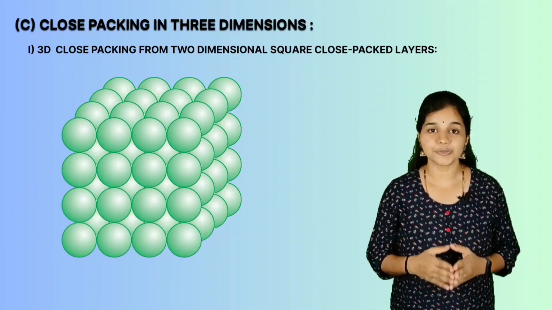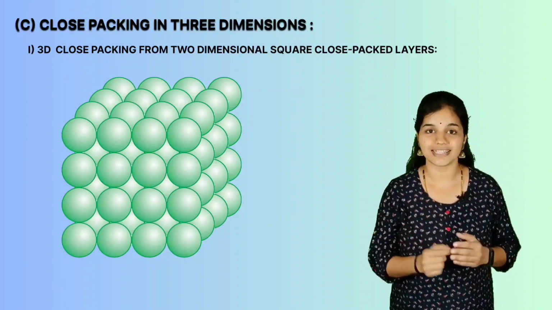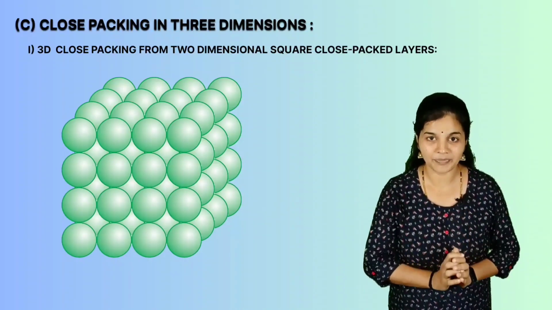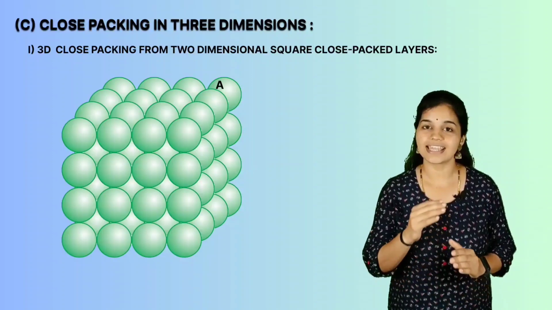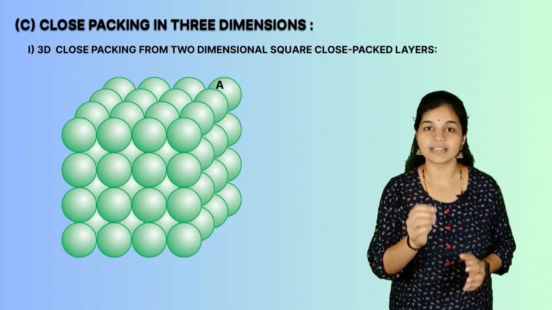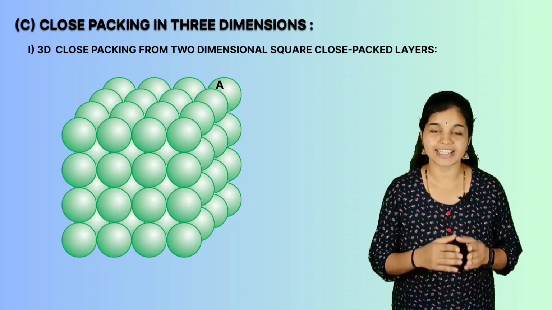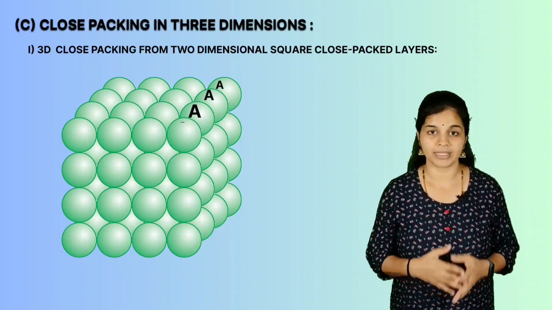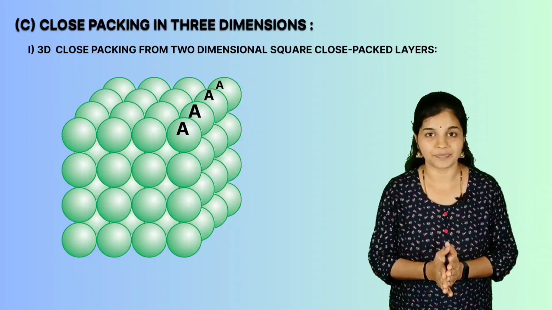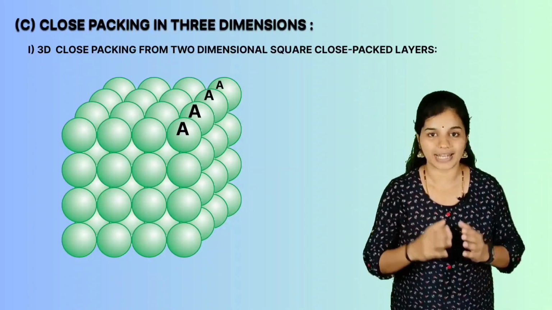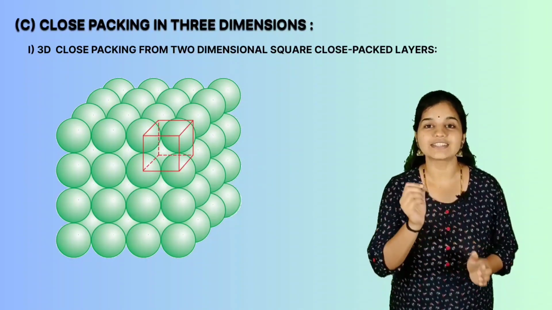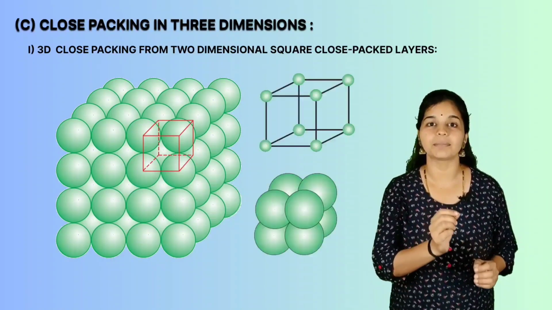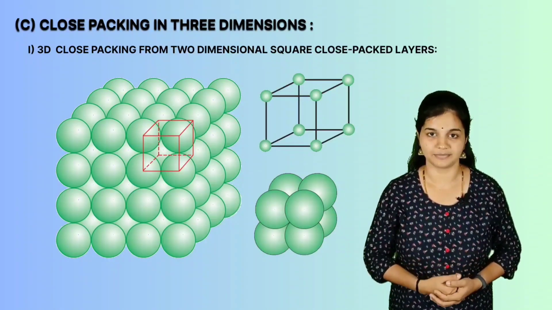If the arrangement of spheres in the first layer is called A type, all the layers have the same arrangement. So, this particular lattice is called an A type pattern. The lattice so generated is a simple cubic lattice, and its unit cell is a primitive cubic unit cell.